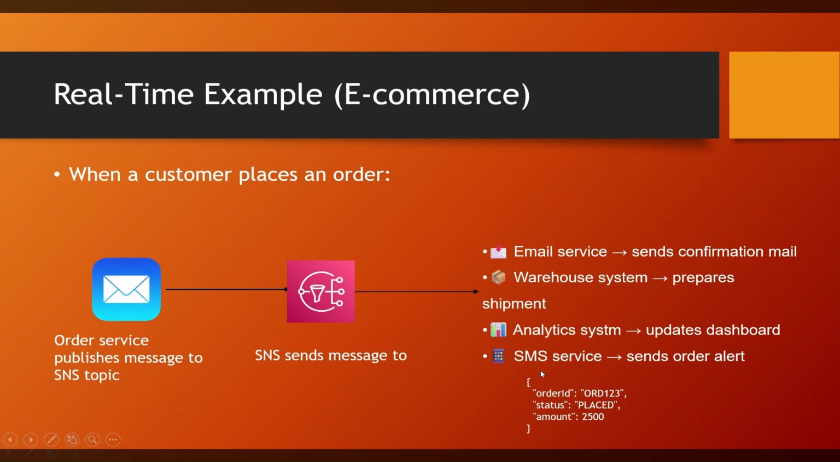And we can see how our sample message looks. Here it says status is placed, amount, and order ID. So this information will be sent to different modules or different resources by SNS. So this is how SNS works in real time. Hope this concept is clear.